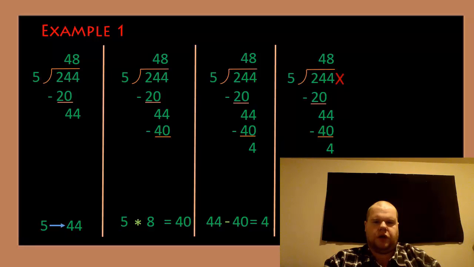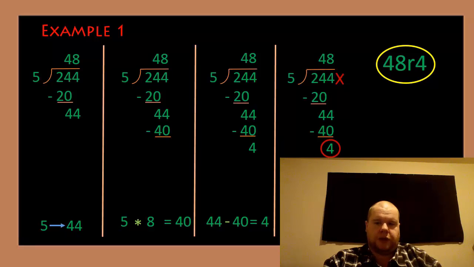So if we don't have any digits to bring down, and we have a number at the bottom that's not 0, then that is what is known as a remainder. So one of the more common ways to post it is 48 remainder of 4 is our answer. Now, as you get more advanced in math, there will be different ways to display that remainder, but for the moment, this is how we're going to do it.